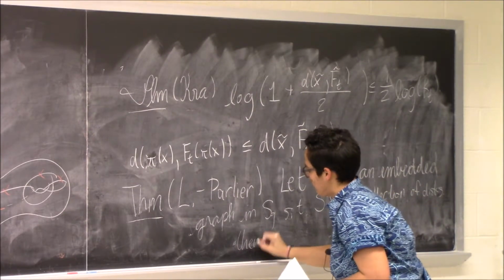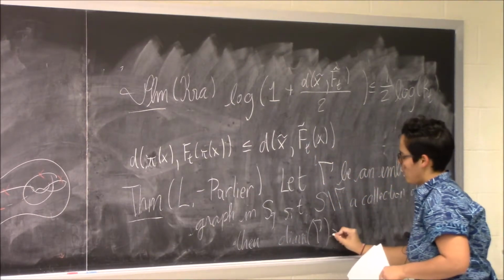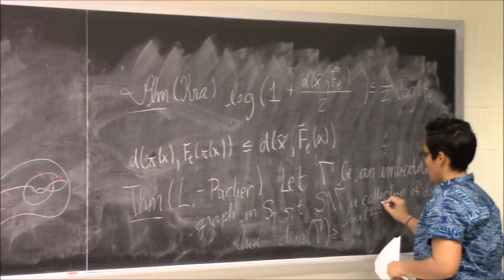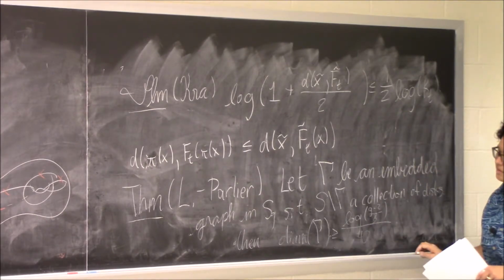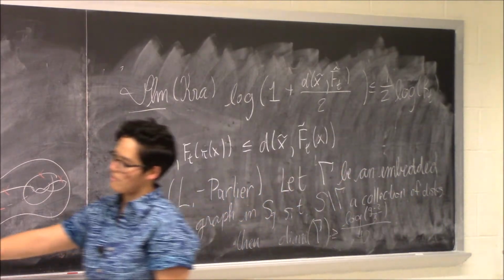Then the diameter of gamma is bounded below by this, not very nice, but this term in terms of the genus. And so we're able to say that indeed we're moving points enough here.